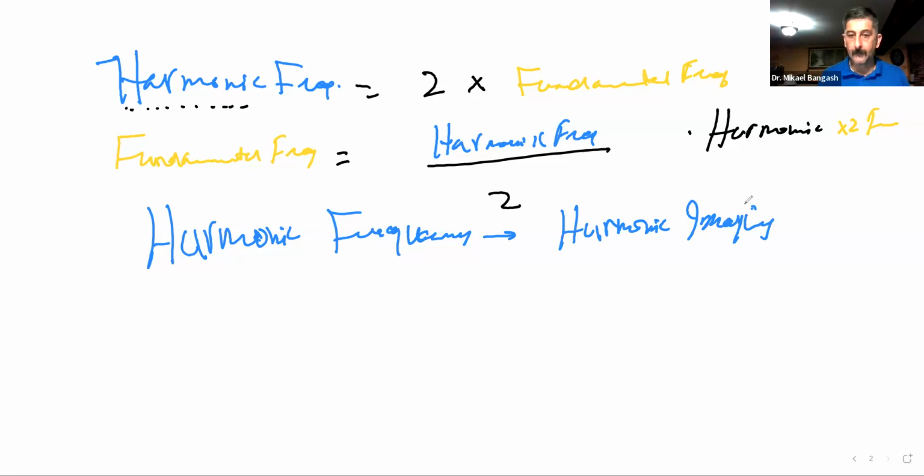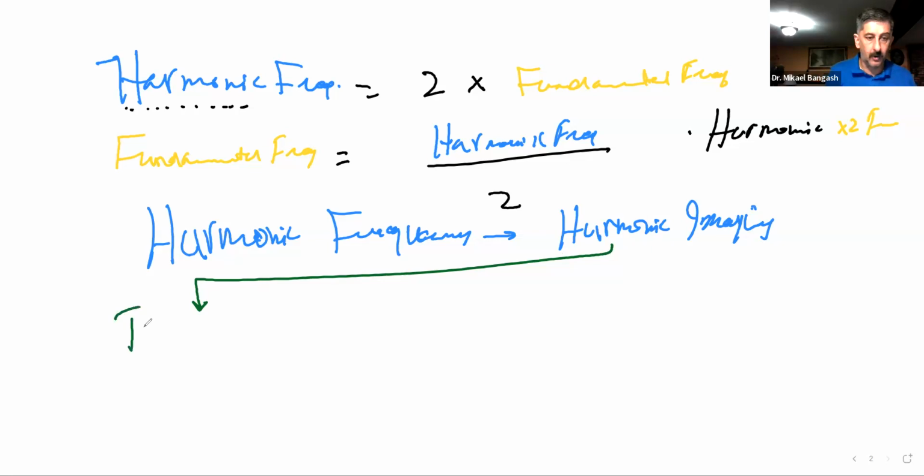As far as harmonic imaging is concerned, we have two types of harmonic imaging, or two types of mechanisms of harmonic imaging. One is what we will call tissue harmonics.